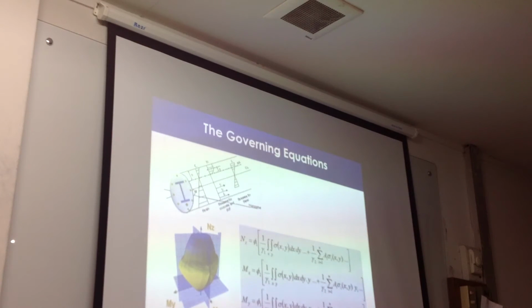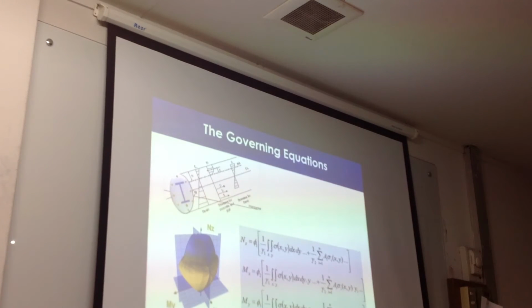Even though this equation is beautiful, it's useless. Why is it useless? Because if you have a moment, let's say 100 ton meter or 100 something kilonewton meter, and axial force, let's say 200 kilonewton, and you tell me how much reinforcement I need in a cross section, this equation cannot tell you anything.